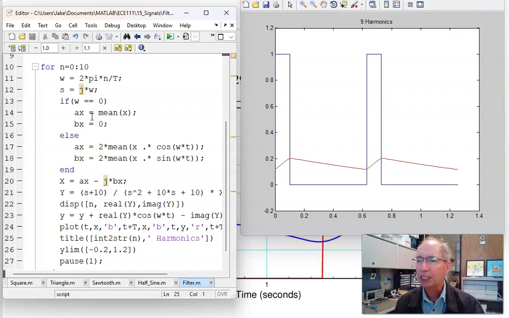In theory, I need to go out to infinity. In practice, it doesn't make a whole lot of difference. This is the beauty of for loops. I can keep on going. You kind of see, once you get past about 4 harmonics, it doesn't make a huge difference. They're there, but not a huge difference.